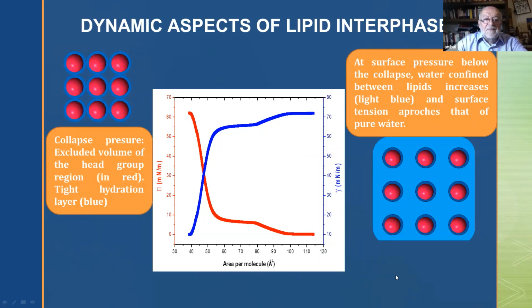At this collapse pressure, the surface tension of water nearly reaches zero. So there is no excess of free energy, and in that case, it is important to know the thermodynamic response that this membrane can have.